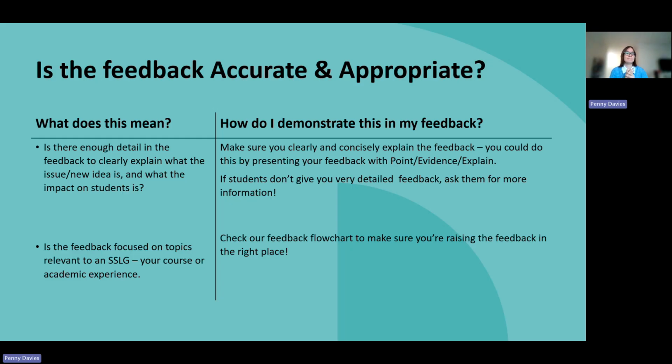And appropriate basically means, is the feedback focused on topics relevant for Falmouth students, your SSLG meeting, or for Exeter students, is it relevant to the action plan review meeting? And that basically just means, does it focus on academic issues? Does it focus on issues on your course? You can use our feedback flowchart to check that the feedback you're raising is going to the right place, and we will look at that in the reporting, feedback, and closing the feedback loop section.